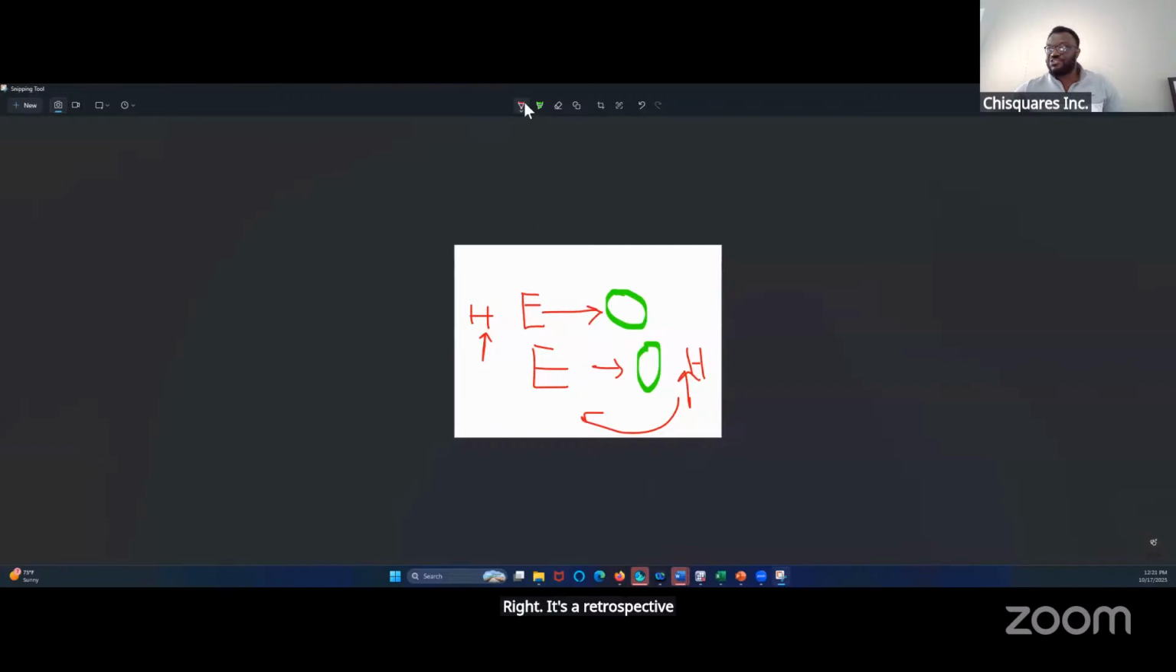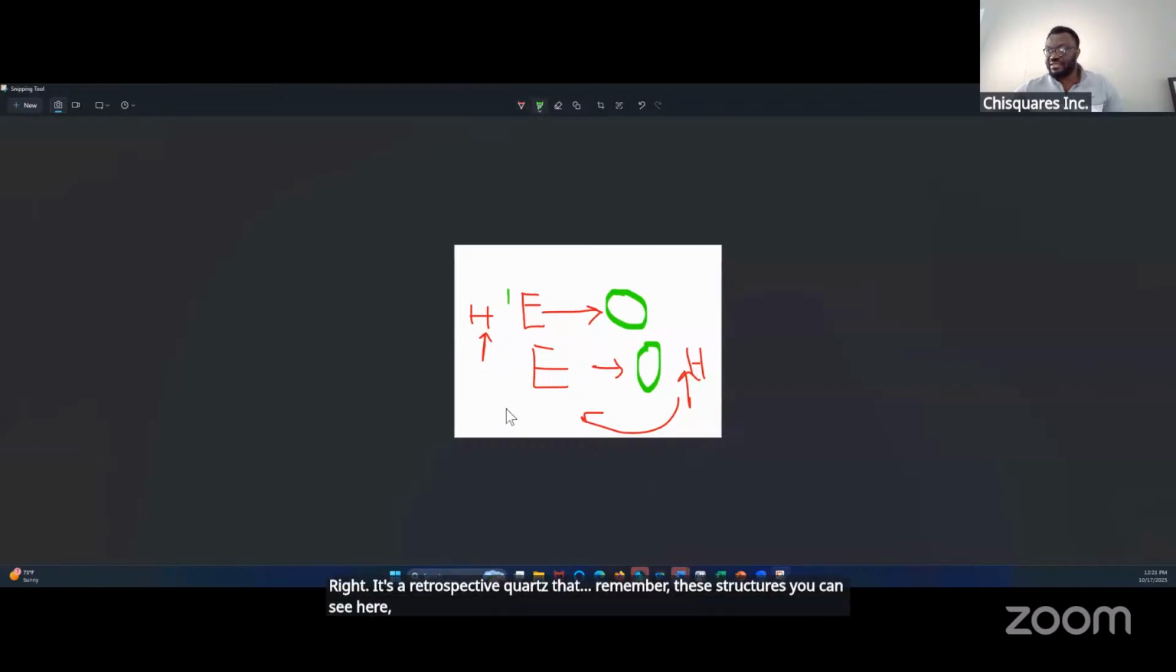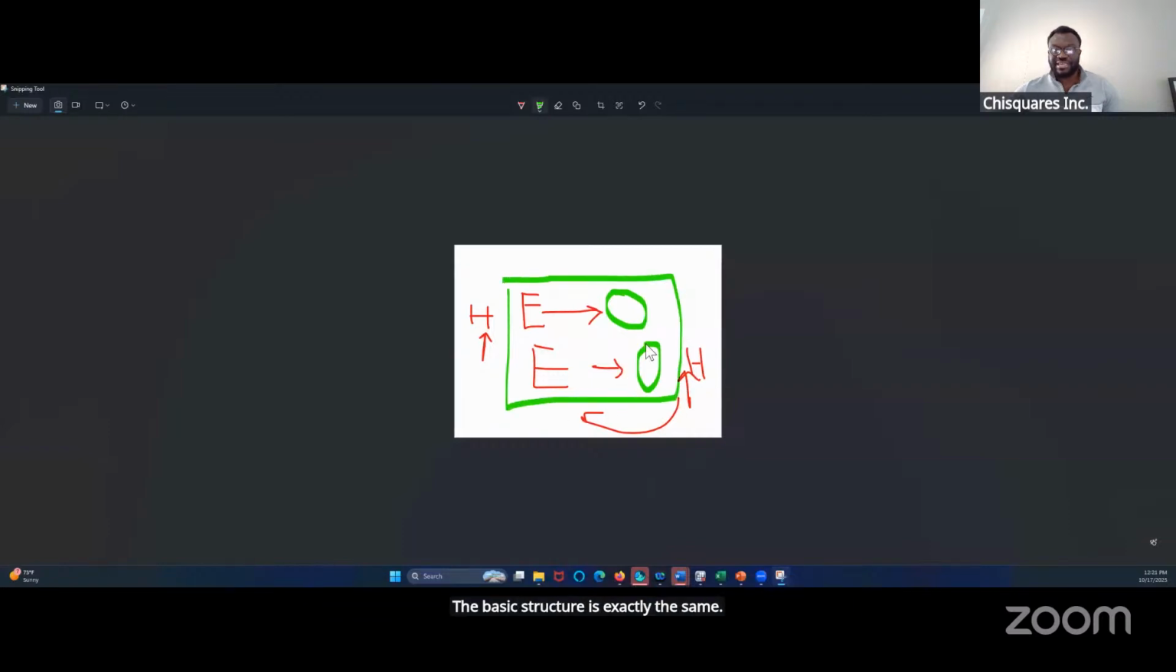Remember, the basic structure, as you can see here, is exactly the same in both of these cases. Exposure to outcome, exposure to outcome. The only difference is where we are.